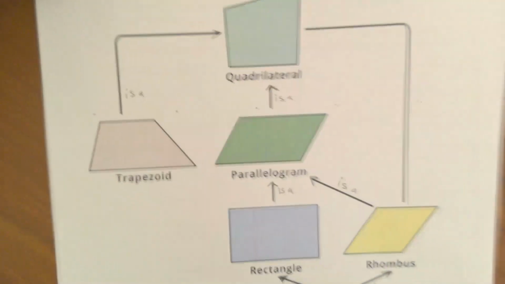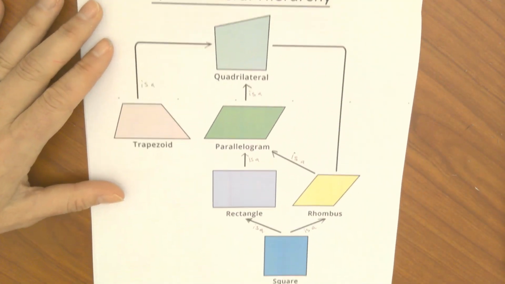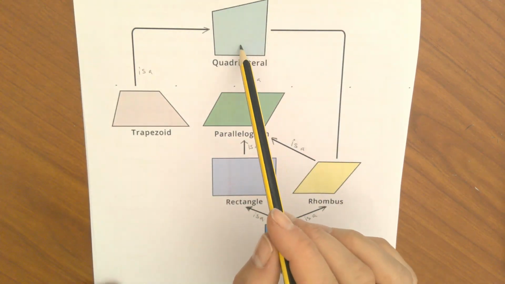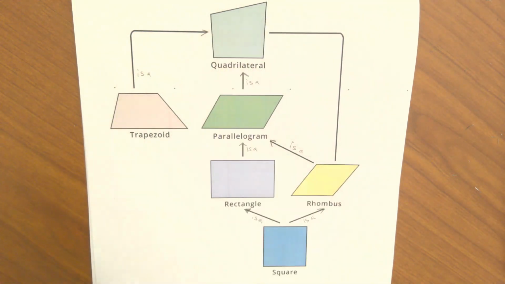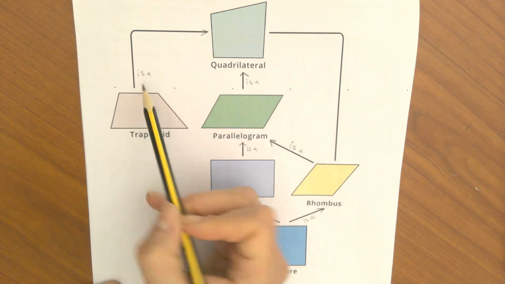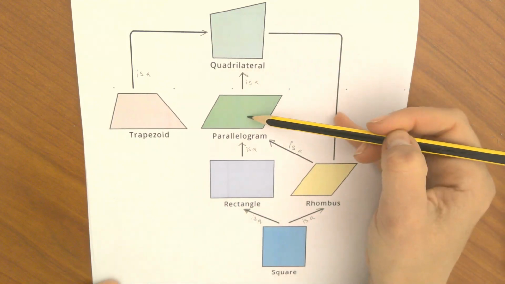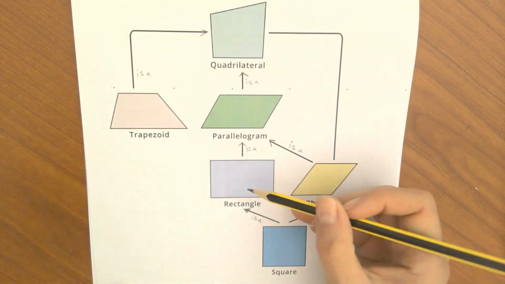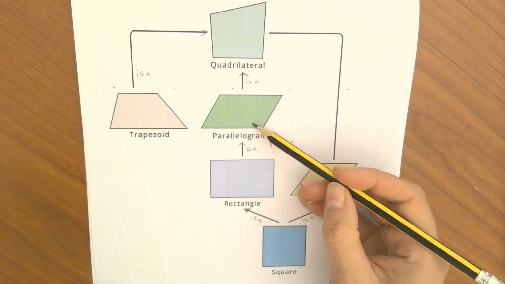Oops, it's a little bit too big for the screen. Okay, so quadrilateral. Anything with 4 sides is a quadrilateral, where it's closed and they're all straight lines. So we have a trapezoid, and I just use the words is a. A trapezoid is a quadrilateral. A parallelogram is a quadrilateral. And weirdly, a rectangle is a special type of parallelogram.